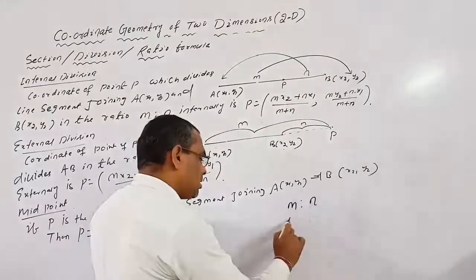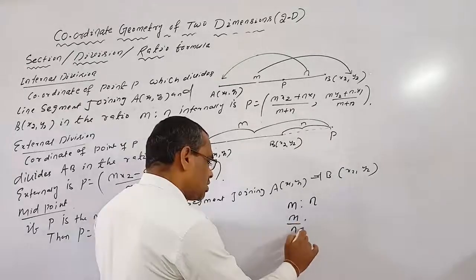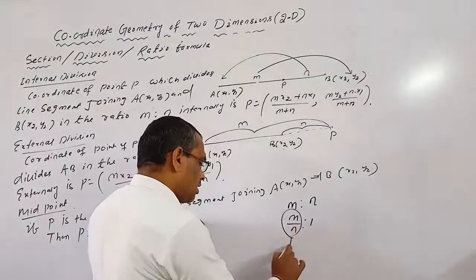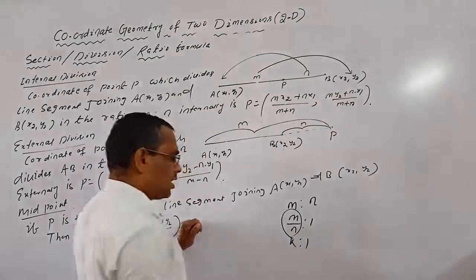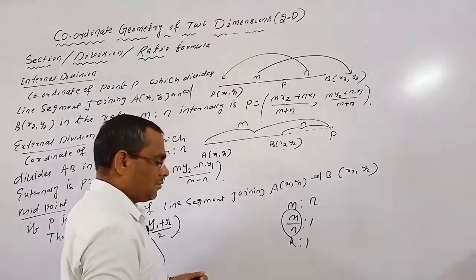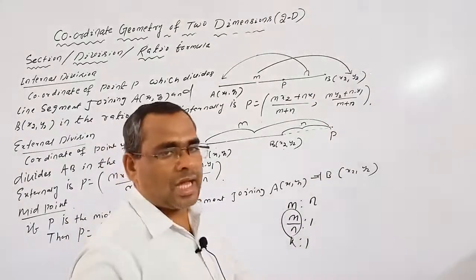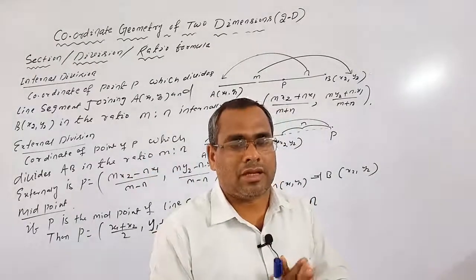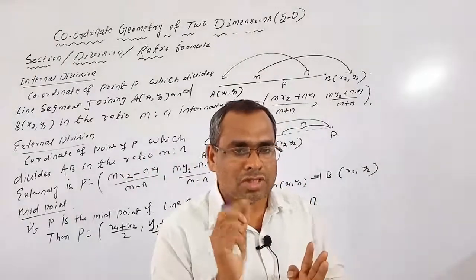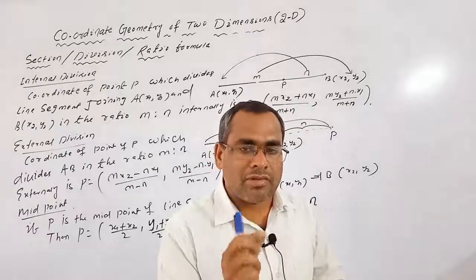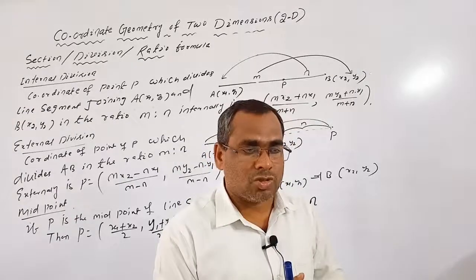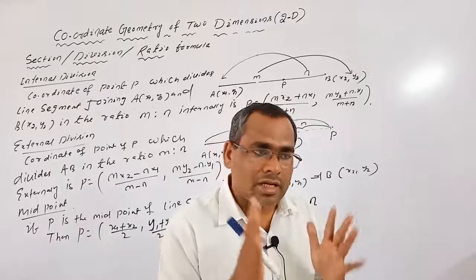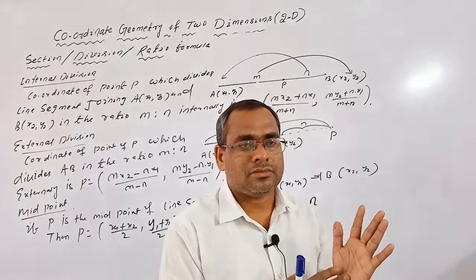So m is to n, this is known as m by n is to 1. You take m by n equal to k, so k is to 1. What is k? k equal to m by n. So if we ask in what ratio the point P divides the line segment AB, in such a case you must take P dividing the line segment AB in the ratio k is to 1 and apply the internal division formula.